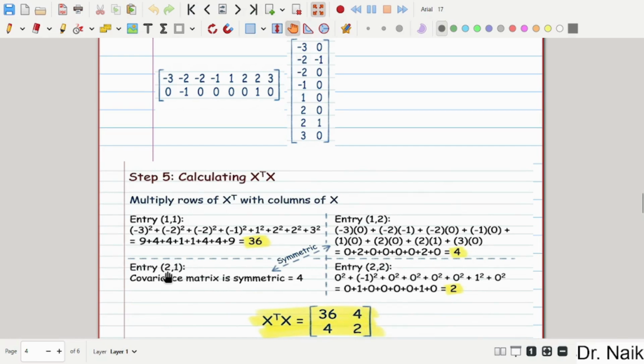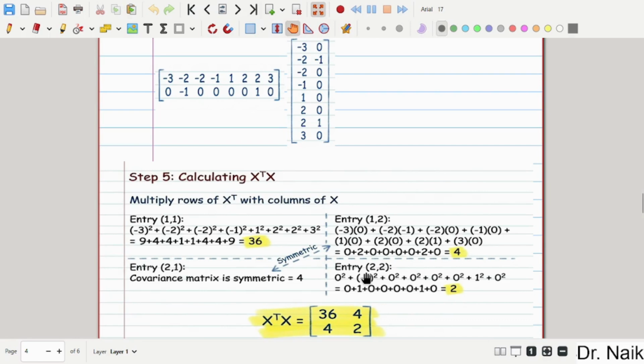Now calculate entry 2 1. 2 1 means second row and first column of the X transpose X matrix. This is calculated by multiplying 0 into minus 3 plus minus 1 into minus 2, 0 into minus 2 plus 0 into minus 1 plus 0 into 1 plus 1 into 2 plus 0 into 3. So this is exactly symmetrical to our entry 1 2. So sum all these, we will get 4.